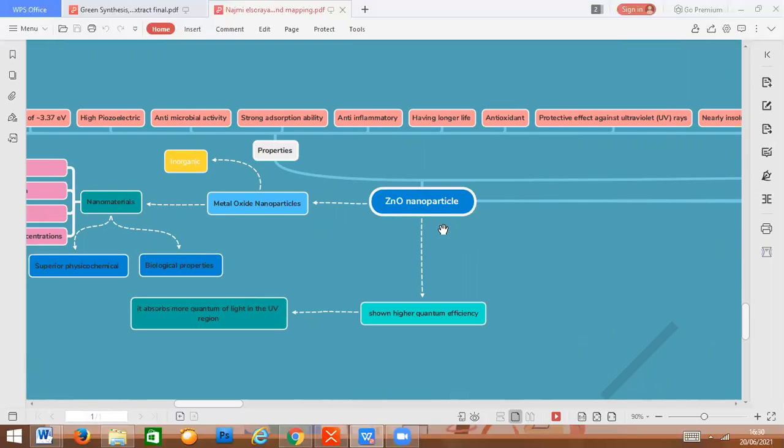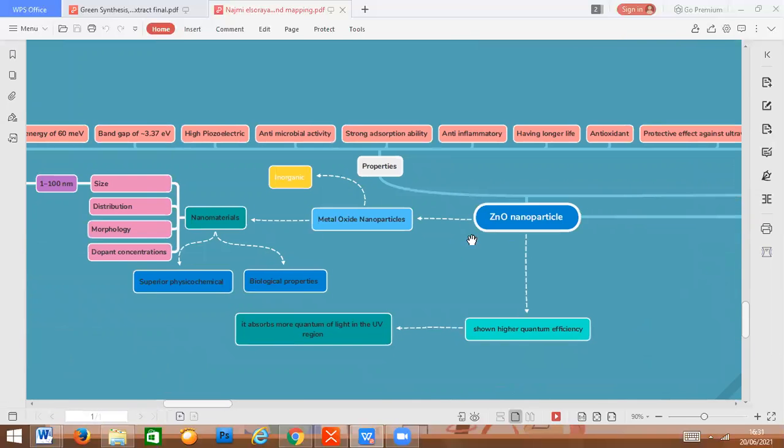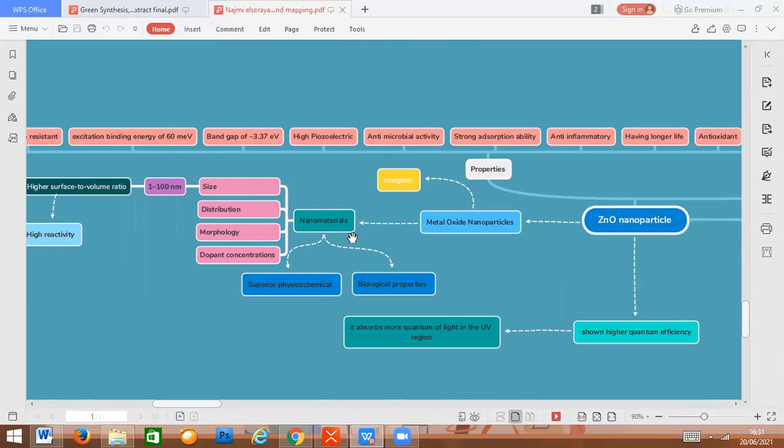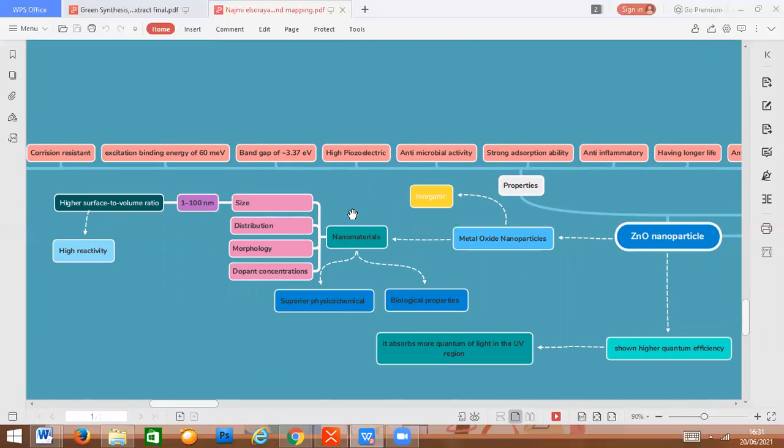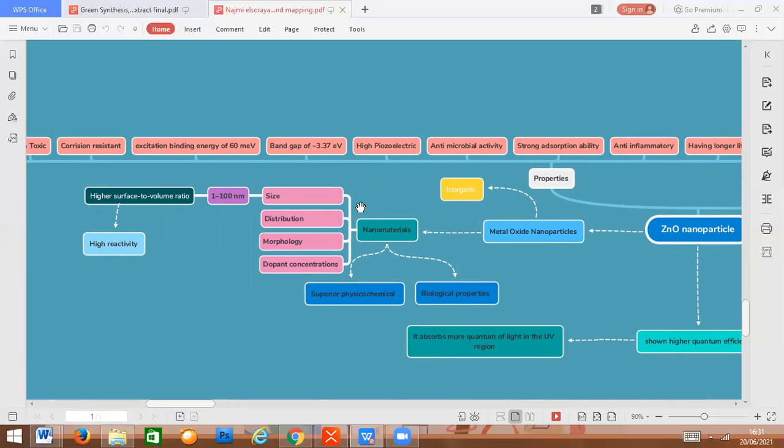Before we know about green synthesis of ZnO nanoparticle, we must know what ZnO nanoparticle is. ZnO nanoparticle is part of metal oxide nanoparticle. In chemistry, we learn metal oxide nanoparticles in inorganic chemistry, and metal oxide nanoparticle is part of nanomaterials. In our universe, there are so many nanomaterials that can be synthesized by researchers, chemists or scientists. From the journal, I found that the properties of nanomaterial depend on the size, distribution, morphology, and dopant concentration.